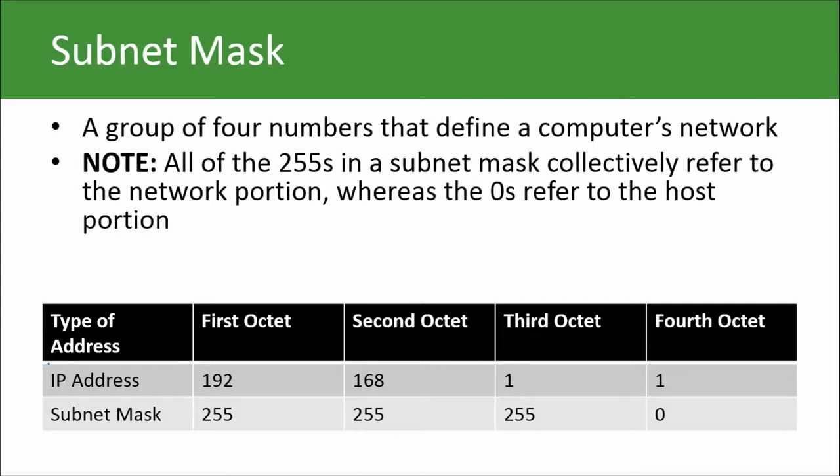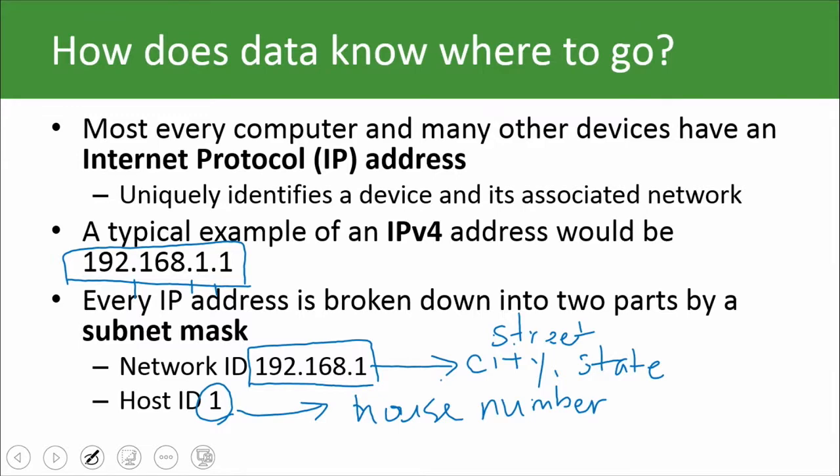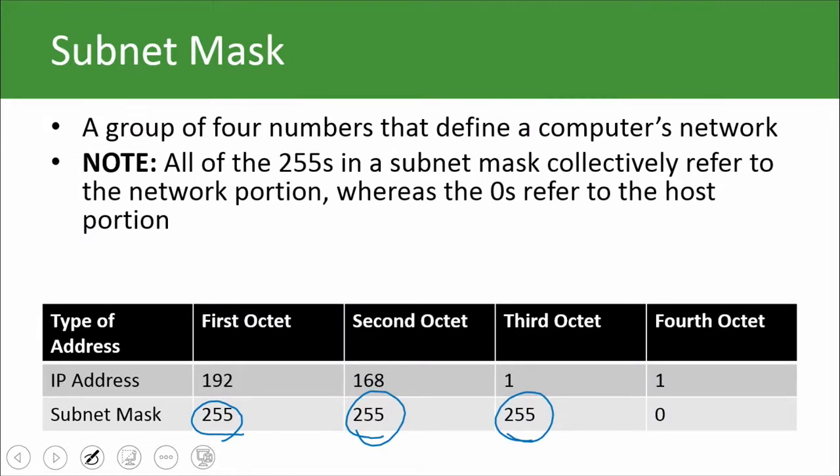A subnet mask is just a group of 4 numbers that define a computer's network. All right, so if you look down here, 255s represent the network portion of an address. So 192.168 and 1, just like in the example that we just saw. Okay, and then a 0 is going to represent the host portion.